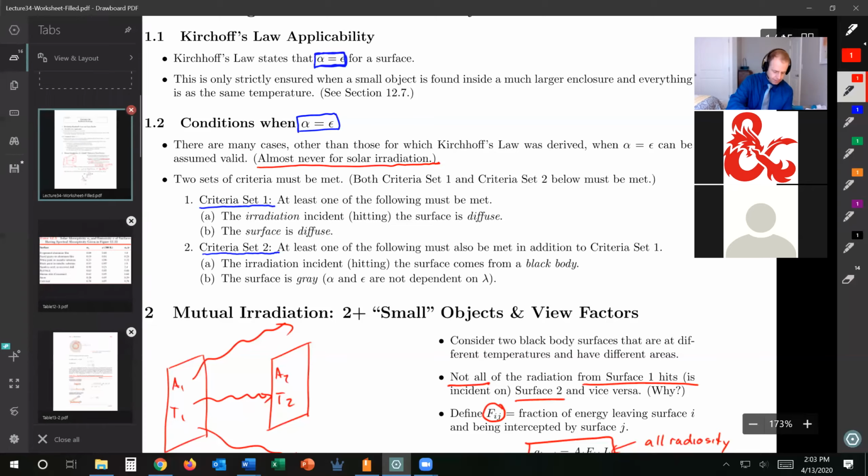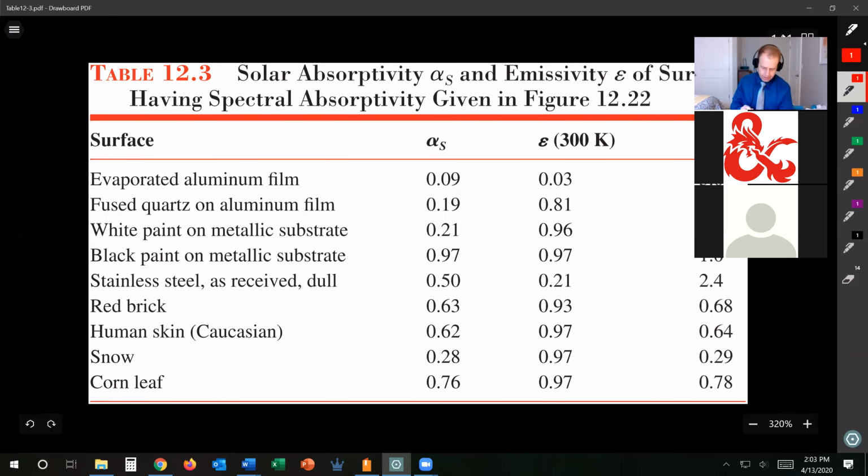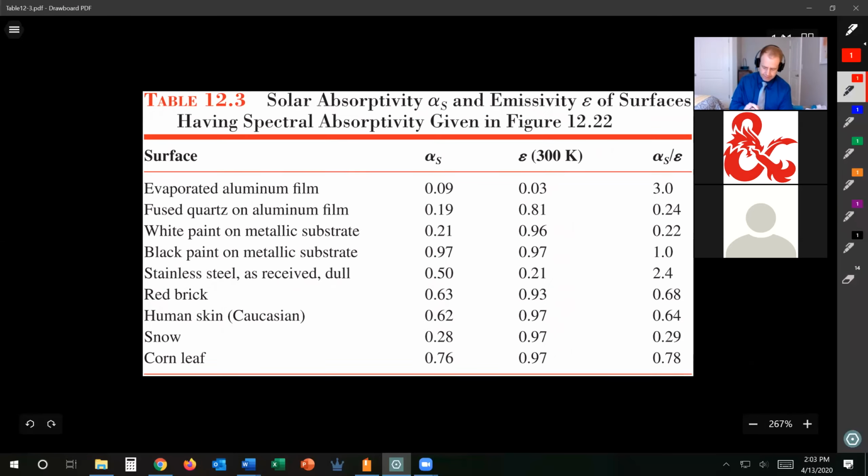That's why in table 12.3, you see this example here, that this alpha S is alpha of the sun, or solar radiation, I guess. It's the absorptivity of these materials from solar radiation. This is still a property of the material. It's not a property of the sun. It's a property of the material in the wavelength range of the sun's emissions.